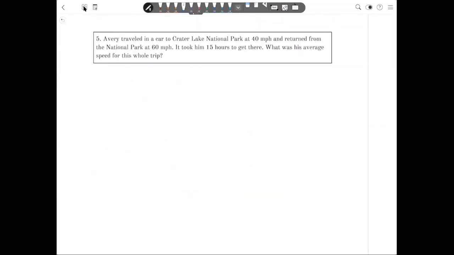Avery travels in a car to Crater Lake National Park at 40 miles per hour and returns to the national park at 60 miles per hour. It took him 15 hours to get there. What was his average speed for the whole trip?